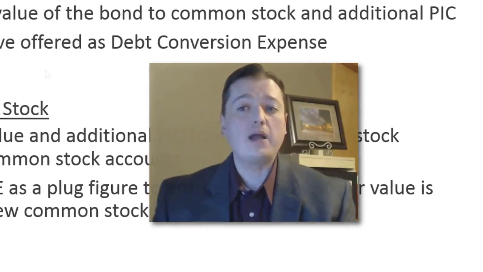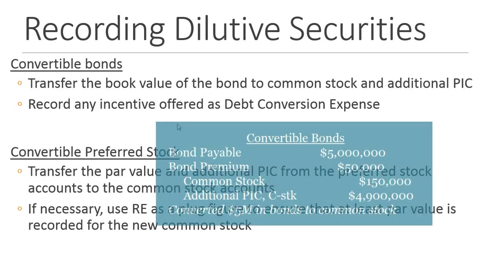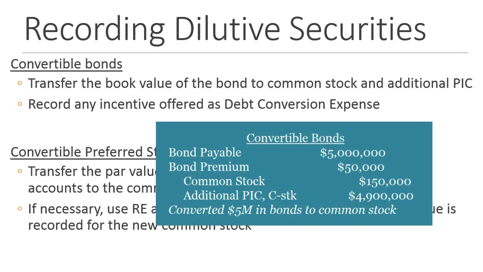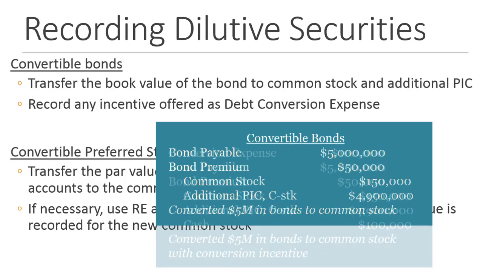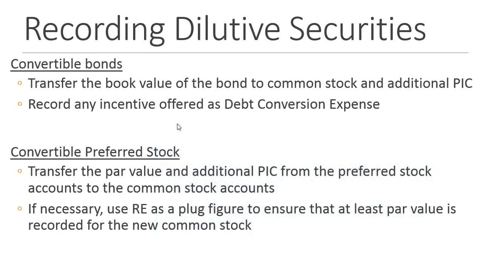So let's start by talking about convertible bonds and convertible preferred stock. The basic rule is that we're going to take the book value of the bond, this would be the bond payable account, the premium account, the discount account, and move all of that into common stock. So we'll debit away the liability accounts and credit the equity accounts. If we offer an incentive, to try to encourage people to convert, then we'll record that conversion incentive as a conversion expense. For convertible preferred stock, the basic principle is the same.